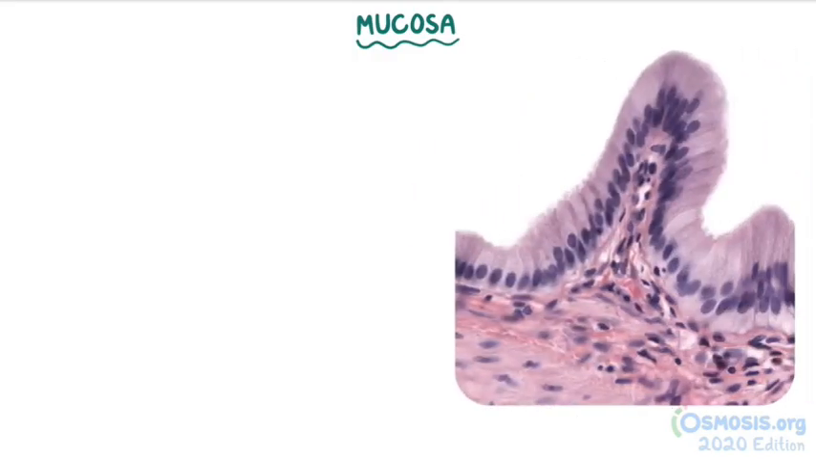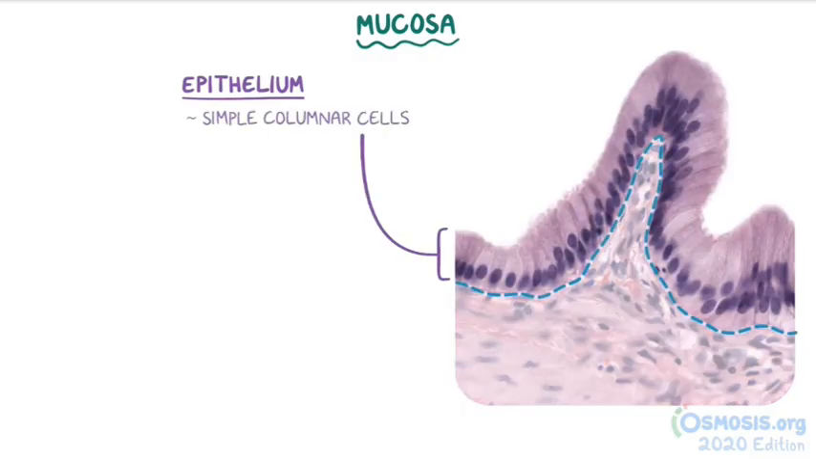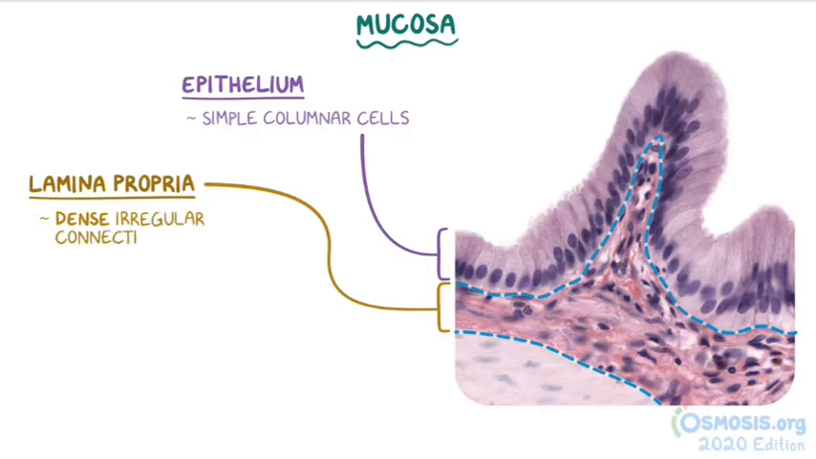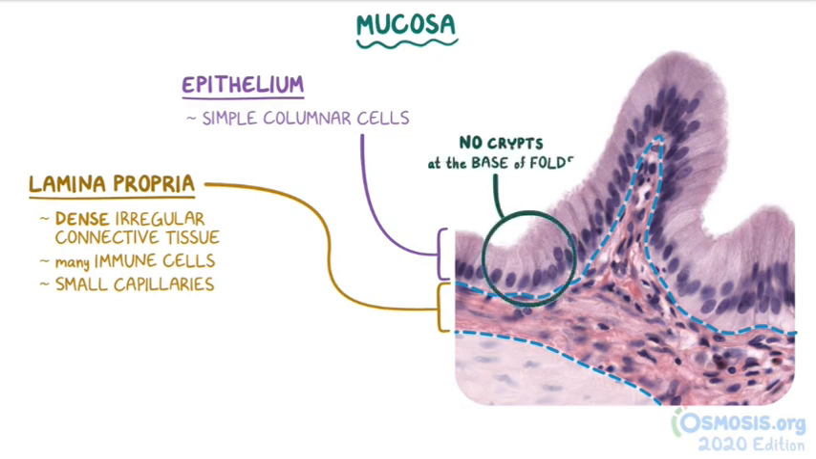If we increase the magnification to 40 times, we can see that the mucosal epithelium is lined with simple columnar cells that are overlying the lamina propria, which contains dense, irregular connective tissue, many immune cells, and small capillaries. The gallbladder's mucosal folds may look similar to portions of the intestine, but can be distinguished by the gallbladder's lack of intestinal crypts at the base of the mucosal folds. In the bottom of this image, we can see a portion of the next layer underneath the mucosa, called the tunica muscularis.